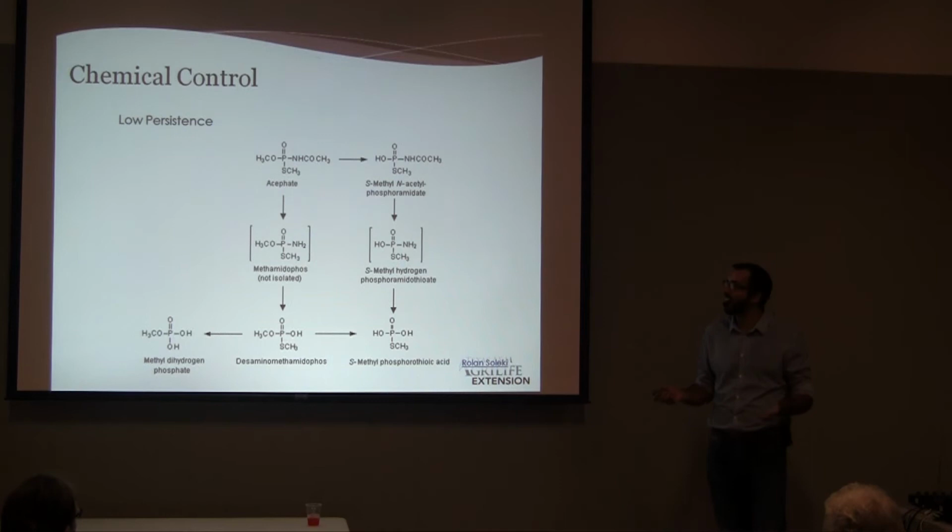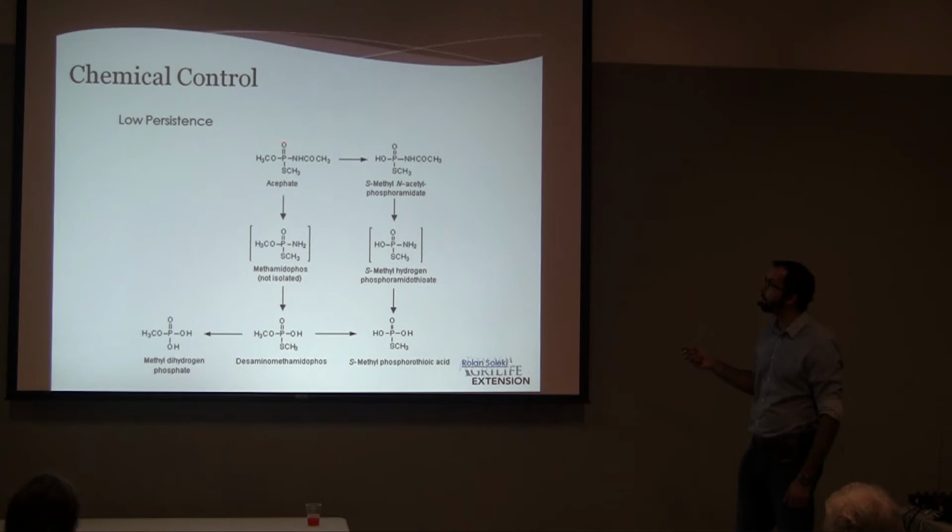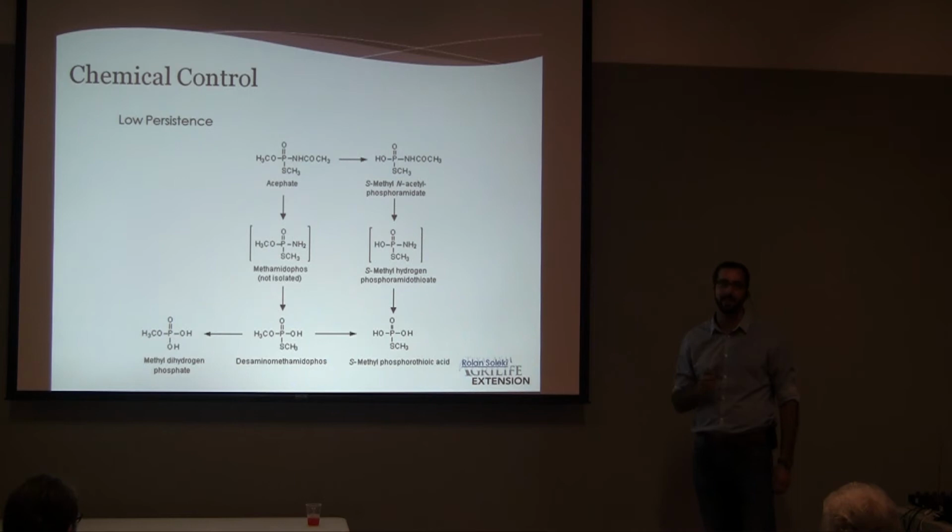This is an example, acephate, which is like Seven dust, breaks down first into methamidophos. I'm not going to pretend like I know how to pronounce it, which is actually 50 times more toxic to mammals than acephate. So first, it breaks down to something that is much more toxic, and then it breaks down to something that's just a little bit more benign.